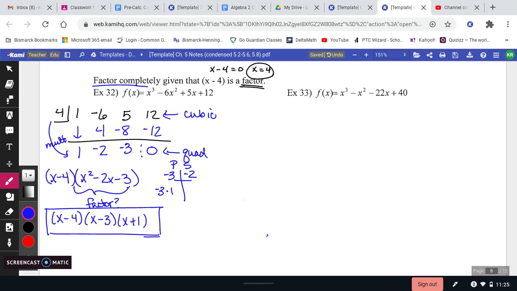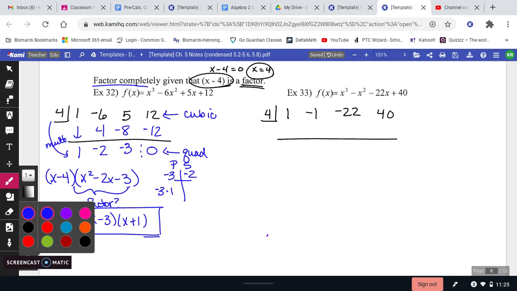All right, example 33, same thing. Now it's the same directions. We are told that x minus 4 is a factor. Okay, so I'm going to put 4 in my corner. I'm going to use my coefficients, 1, negative 22, and 40. And then go through your synthetic division. Bring down the 1. You're going to multiply, add, multiply, add, multiply, add. Again, you get a remainder of 0.